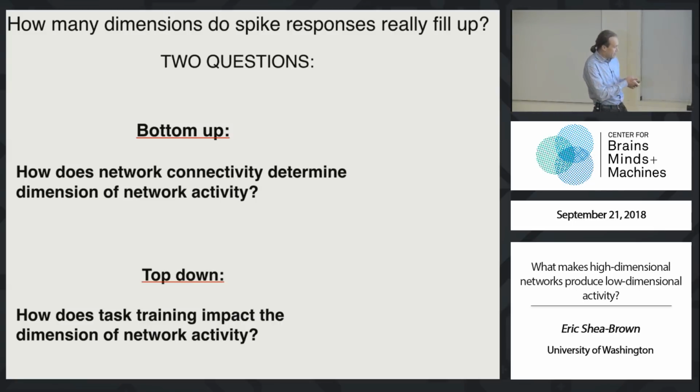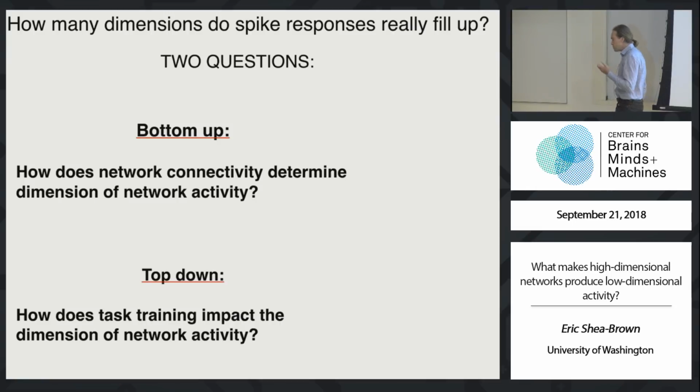The next is a top-down point of view, which says, okay, I'm not just going to take any connectivity matrix off the shelf and try to identify the features that matter in general. Let's consider the type of connectivities that result from training a network using basic learning rules to solve some extremely simple tasks.